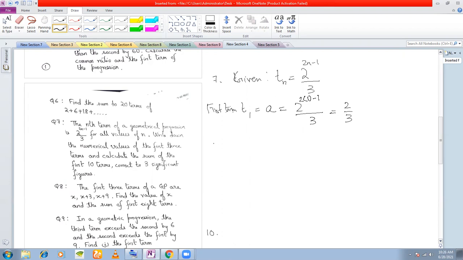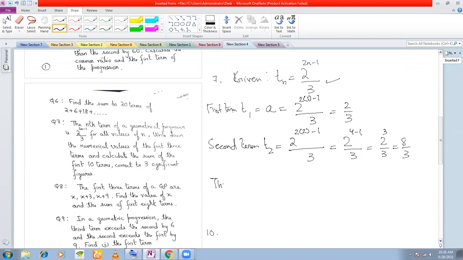Second term, T2 is equal to, put n is equal to 2 in this, 2 to the power of 2 into 2 minus 1 by 3, which you get as 2 to the power of 4 minus 1 by 3, which is 2 cubed by 3, which is equal to 8 by 3.